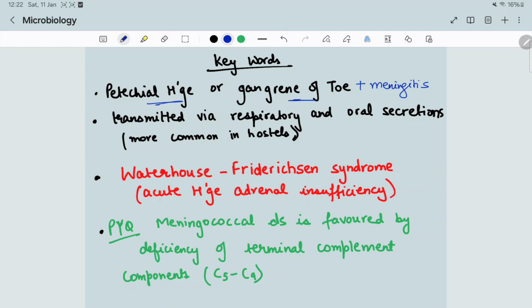Waterhouse-Friderichsen syndrome. It is acute adrenal hemorrhage causing adrenal insufficiency. It is fatal, and it results in DIC and shock. And this has been a PYQ many number of times. Meningococcal disease is favored by deficiency of terminal complement components, that is C5 to C9. They have asked which organism is favored by deficiency of terminal components. It favors Neisseria meningitidis. And C5 to C9 has been an individual question itself.